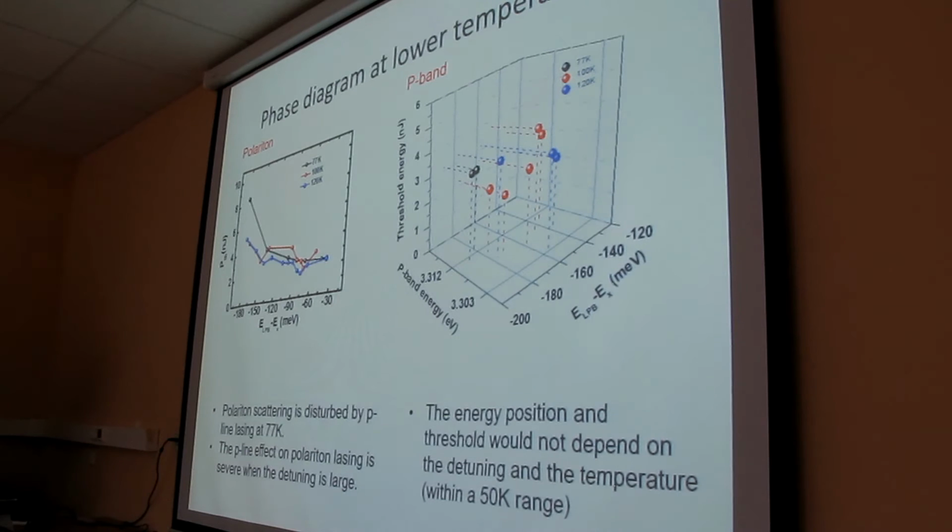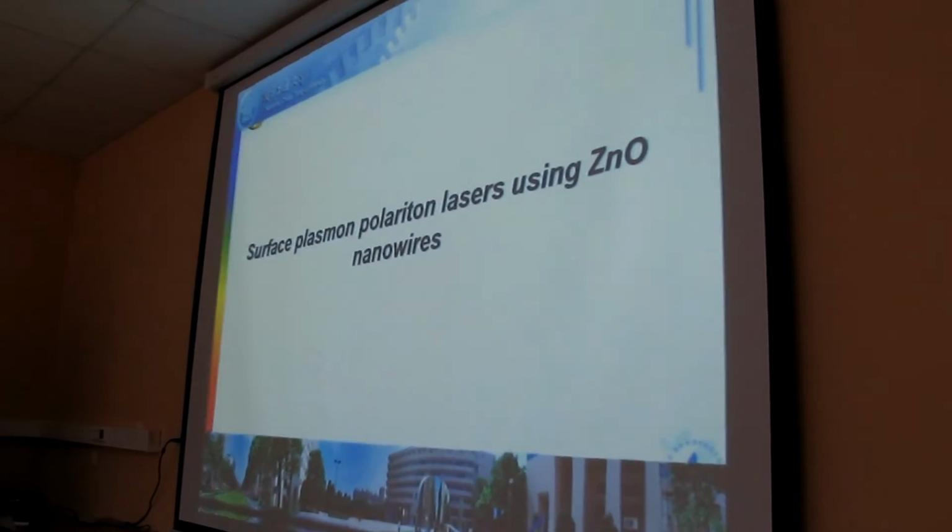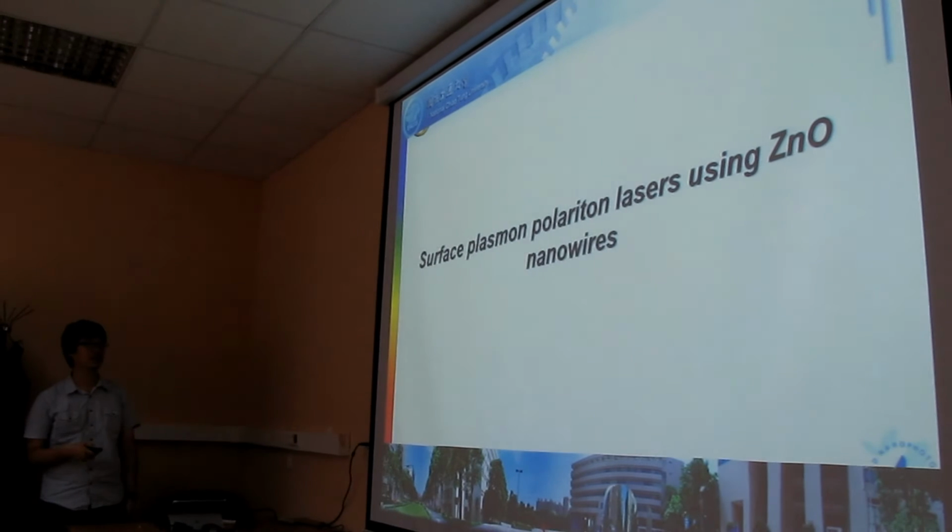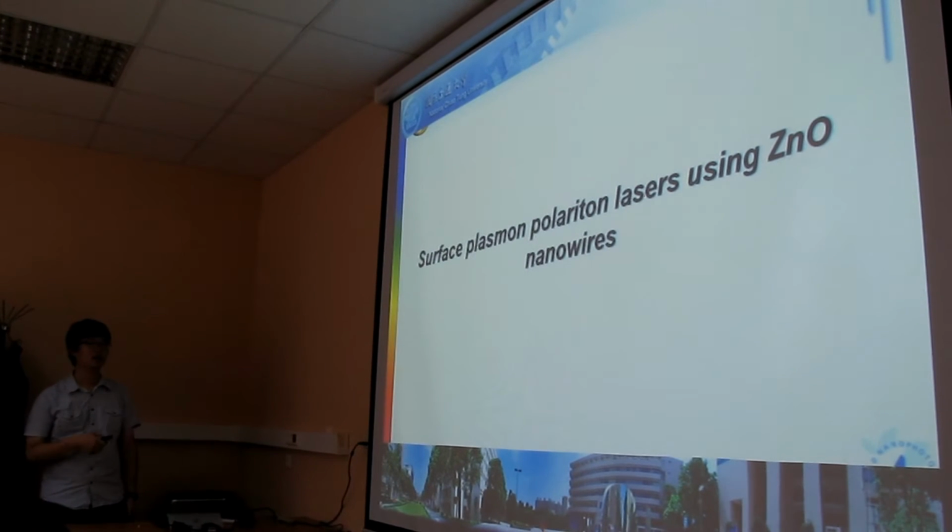So this is our part on the microcavity polariton. My next topic is the surface plasmon polariton laser using zinc oxide nanowires. It is a kind of polariton where the surface plasmon generated from the metal surface couples to the gain material excitons.